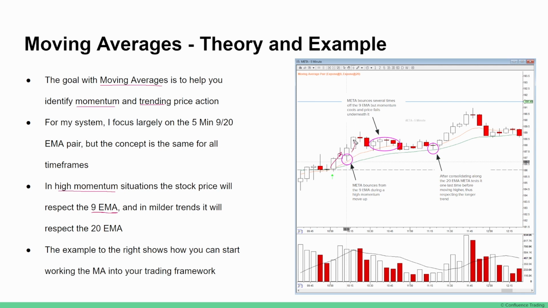In more mild trends, what will happen is that the price will pull back and respect the 20 EMA. So you can see basically that here. You get this first high momentum move and then a longer consolidation period until ultimately you just barely touch the 20 EMA, which is the green line, before you get another strong move up. So during trending price action, these two moving averages will just help you identify how much momentum there is and whether or not potentially the trend is coming to an end.